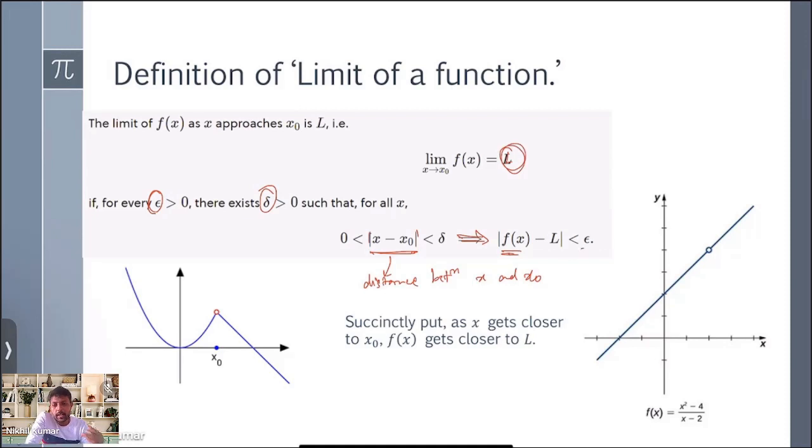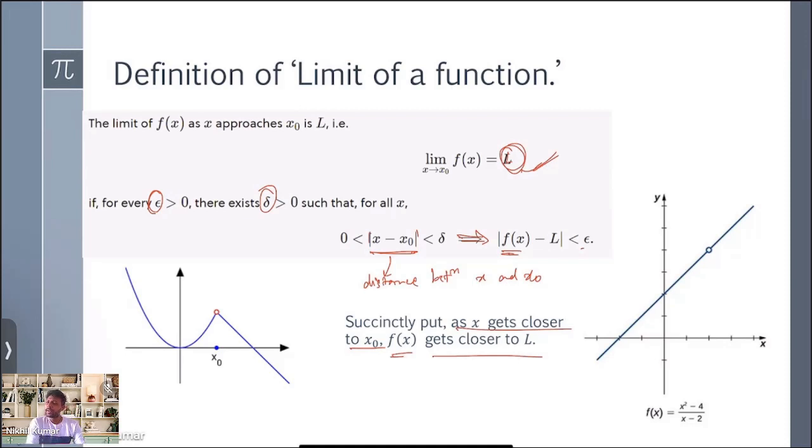Okay, so that's what limit is. As the input is approaching x naught, the output is approaching L. If that's the case, we say that the limit of the function f of x is L. That's it. Put very simply, as x gets closer to x naught, f of x gets closer to L. In that case, we say that the limit of the function f of x is equal to L as we approach x naught.